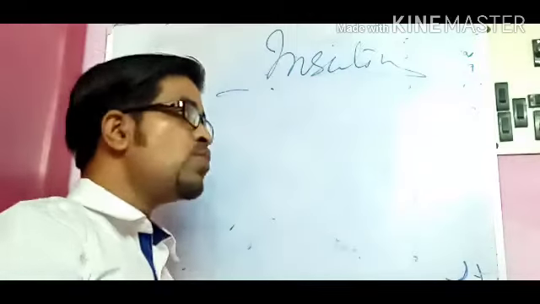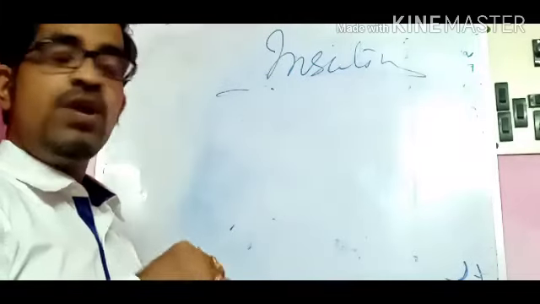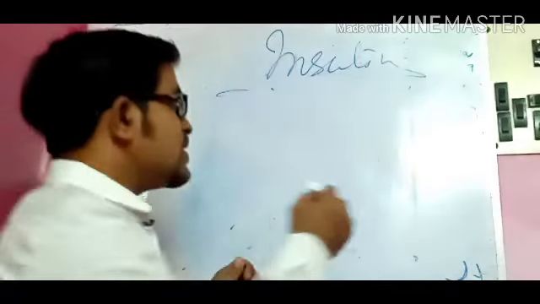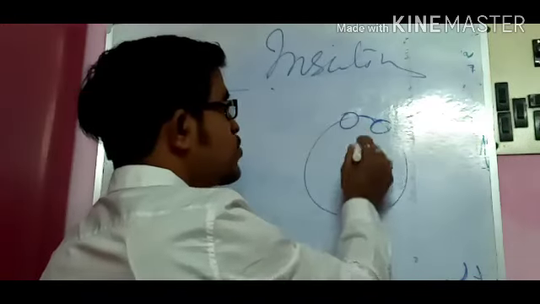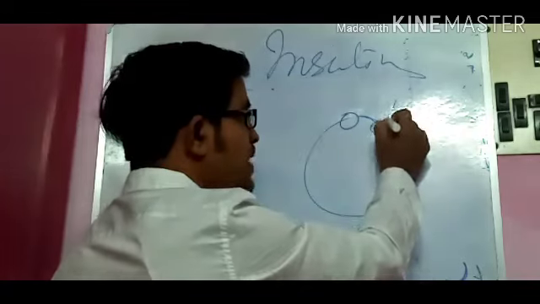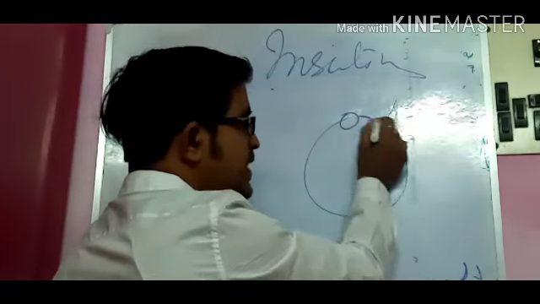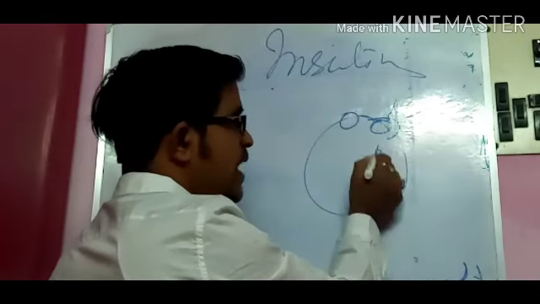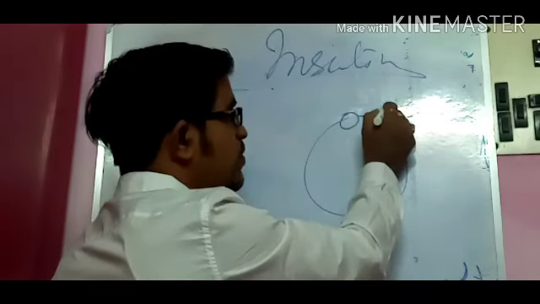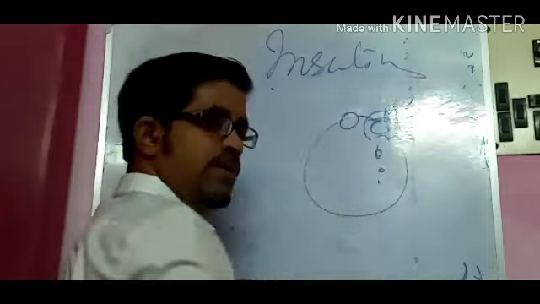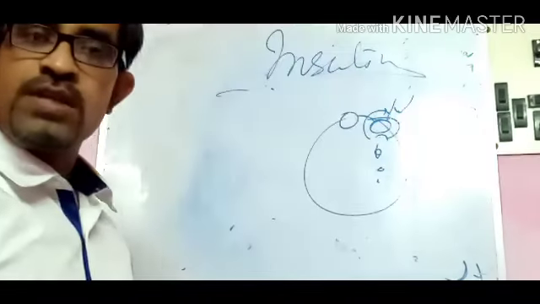When this glucose transporter rotates, suppose this is the cell and here the glucose transporters are there. The glucose transporter binds with a glucose, then rotates, the glucose comes inside the cell, and it becomes empty again and free for the next binding. This is the purpose of the glucose transporter.